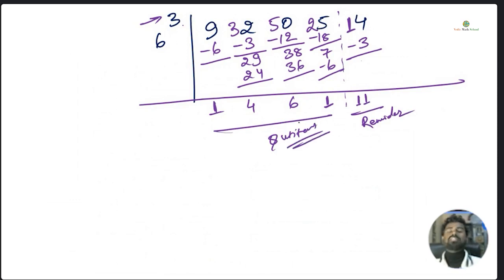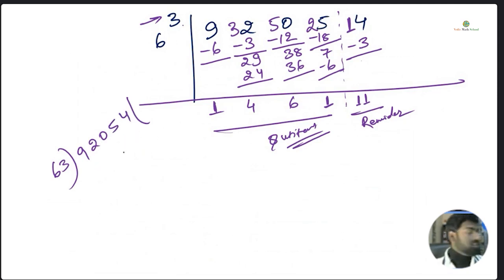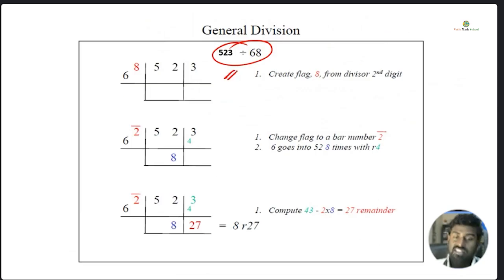If you are thinking this is hard, you can try the division with the method you are already aware of. 92054. You can try it, and you will realize how difficult and how easy it is. Okay, note it down. Division using bar numbers, and this is one of the examples of that as well.